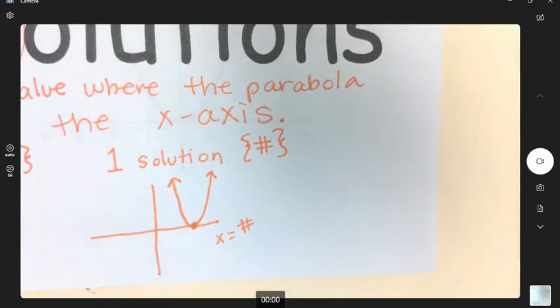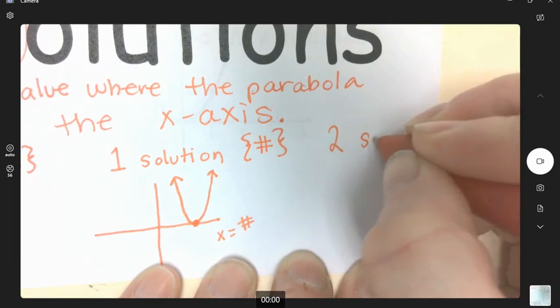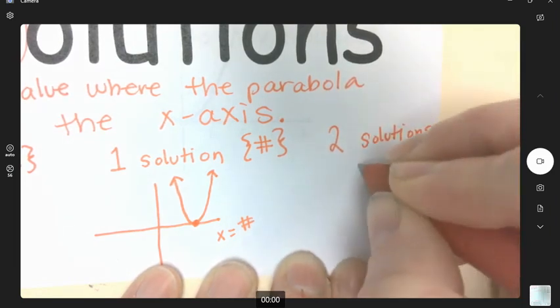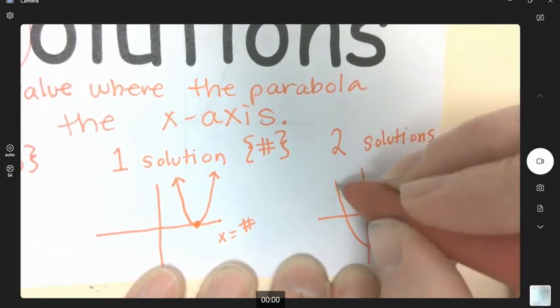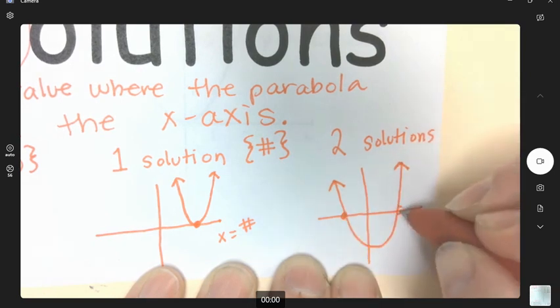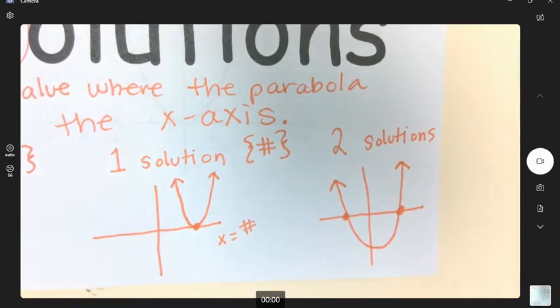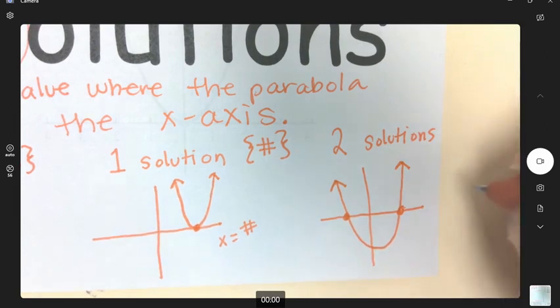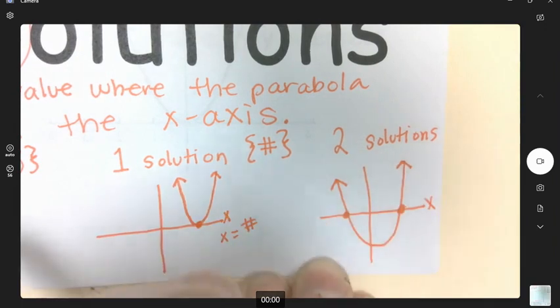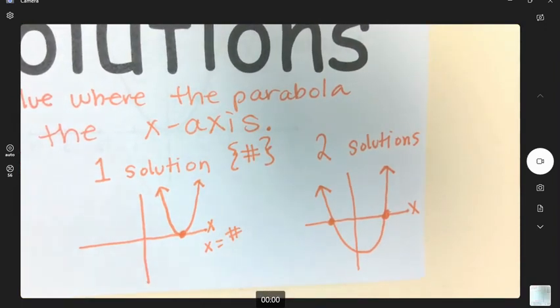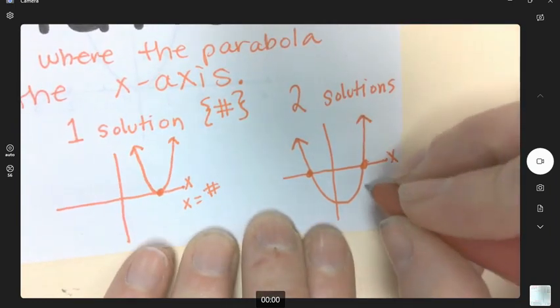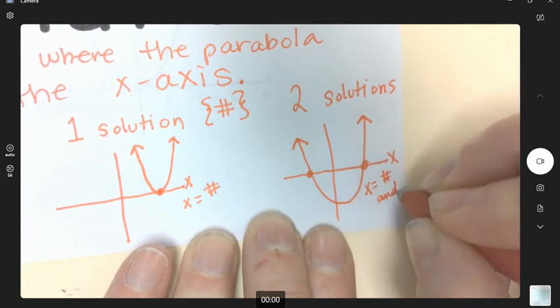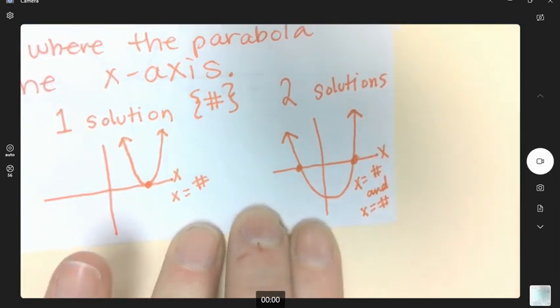So no solution, you have no zeros, you have one solution, just one answer, or you could have 2 solutions. Those are the only options. And these could be upside down too, so it's not always going to be going upward. So we just care about where it crosses the x-axis. So on the 2 solutions, you would say x equals some number and x equals another number. You have to write both of them down.